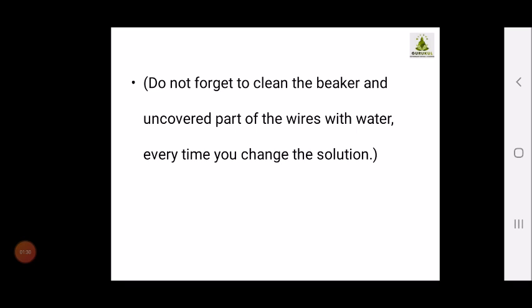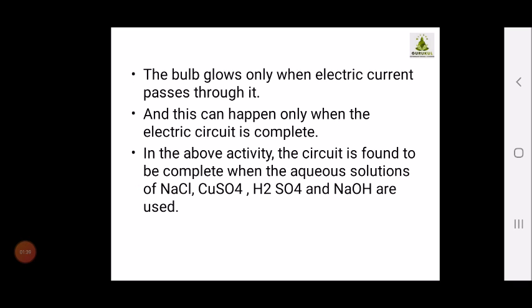Do not forget to clean the beaker and uncovered parts of the wire with water each time you change the solution. You'll be able to see, students, that the bulb glows only when the electric current passes through it, and this happens only when the electric circuit is complete. Now regarding electric circuit, you have already studied the basic introduction of electric circuit, electricity, in your previous chapter, the 3rd chapter, current electricity.